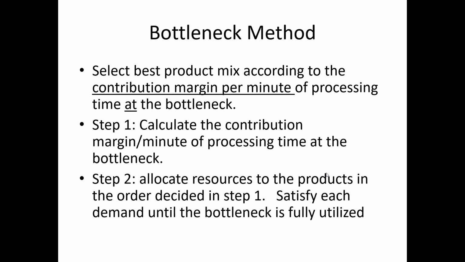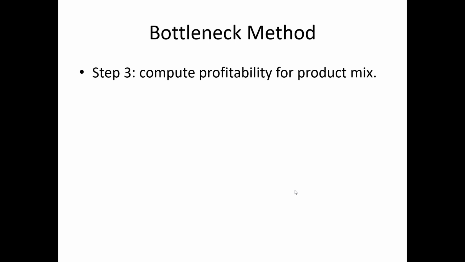We make that product as much as we possibly can, and the limit typically in that case will be whatever the market will bear. How did we know what the market would bear? Forecasting, right? And so we make as much as we possibly think we can sell. And then if we have any resources left, we go to the product with the second highest contribution margin per unit of bottleneck resource, and we try to make as much of it as we possibly can. And we keep doing that until, well, we run out.